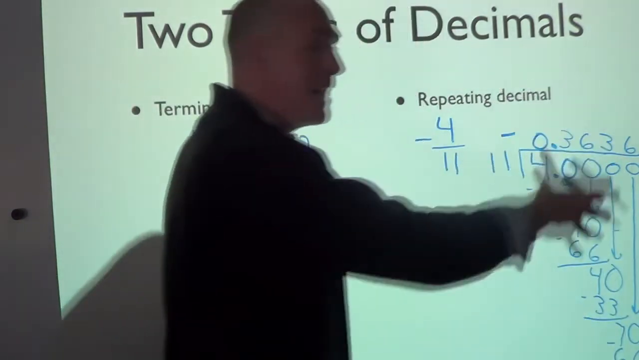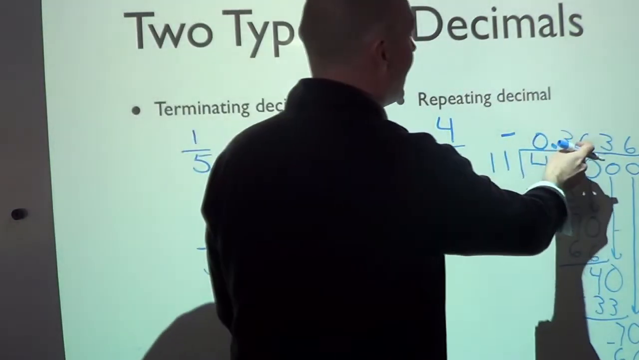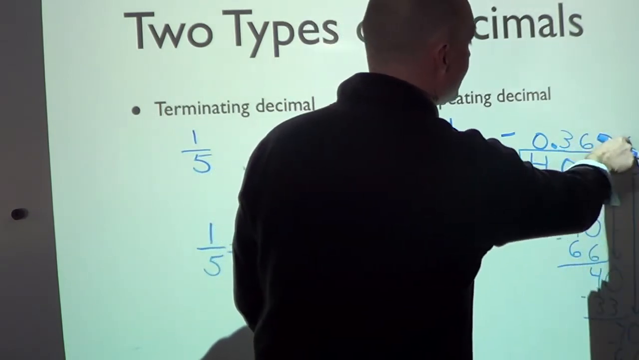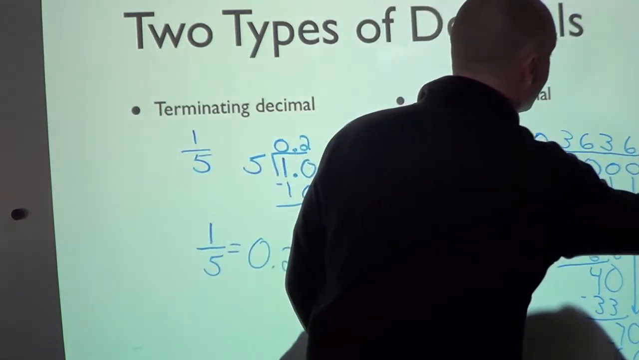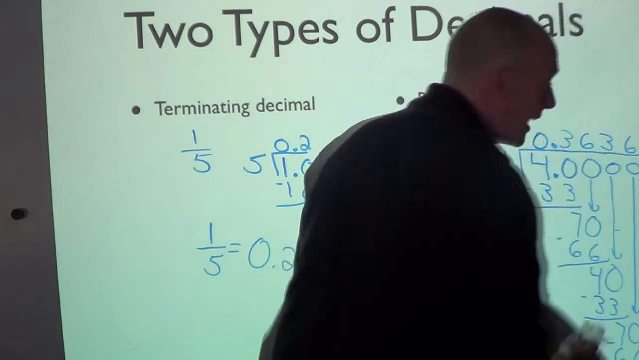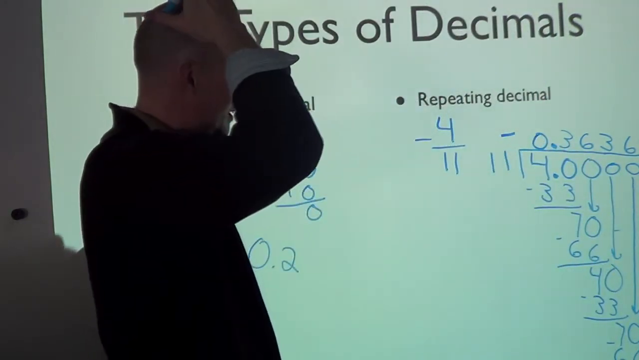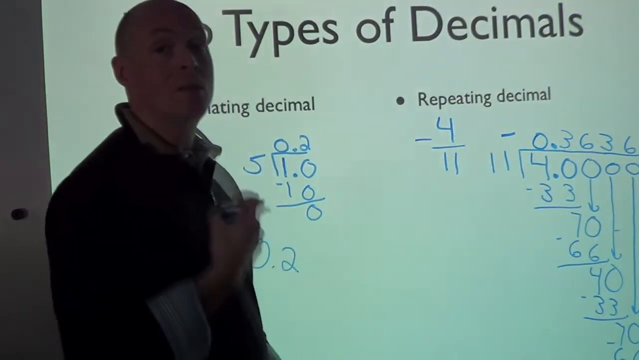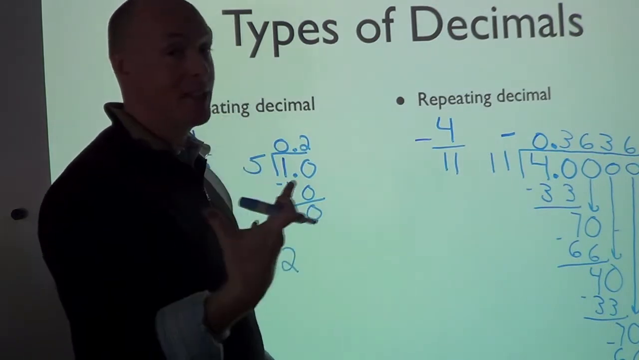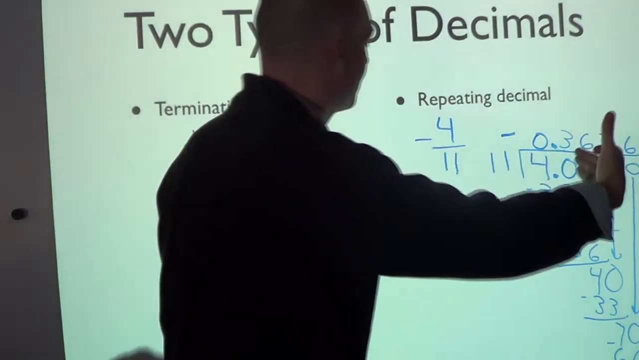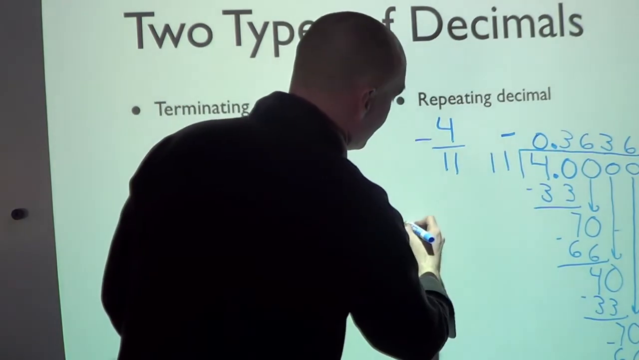If I kept on dividing, I would keep getting 3, 6, 3, 6, 3, 6, and I could keep going on and on and on with 3, 6. That's what makes it a repeating decimal. It doesn't end, it just keeps repeating. Now, how do I write that, though, as a decimal?